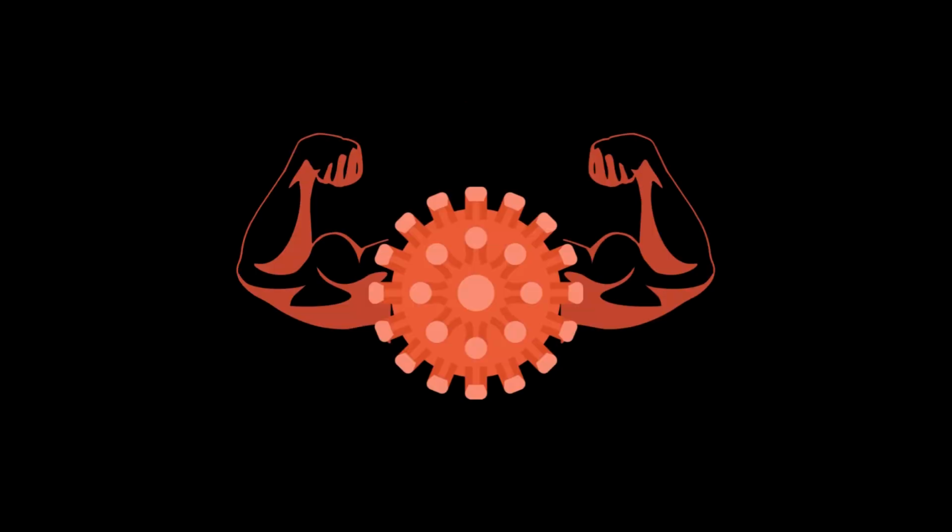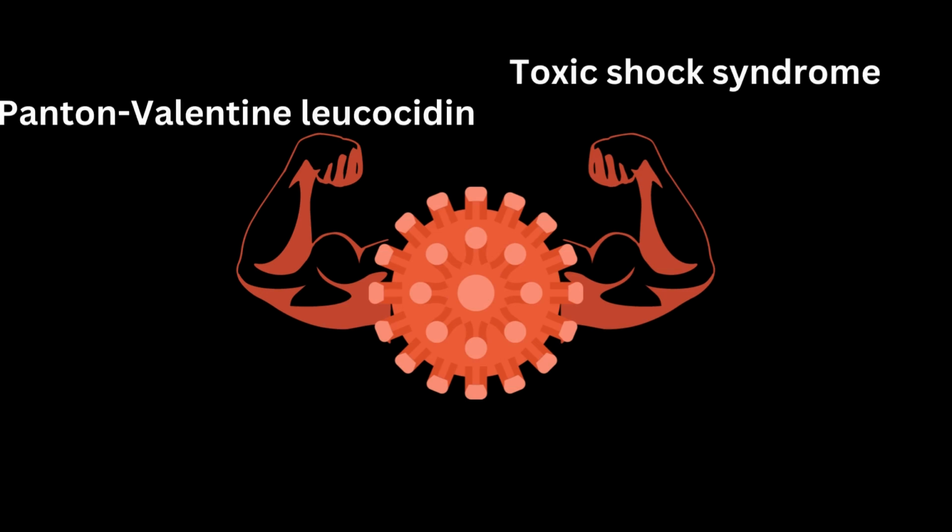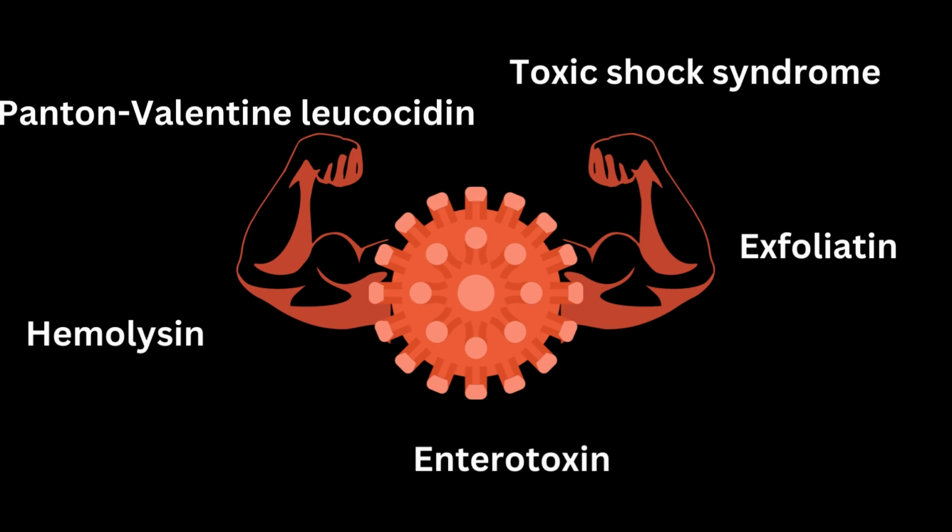They are also called superantigens due to the toxins that they produce. There are mainly 5 kinds of toxins that Staphylococcus aureus produces. It produces a toxic shock syndrome toxin, a Panton-Valentine leucocidin toxin, hemolysin, exfoliatin, and enterotoxin. Let's start with the toxic shock syndrome toxin.